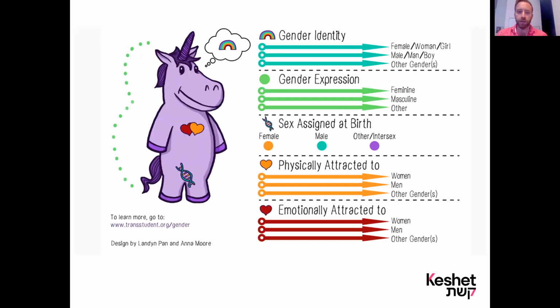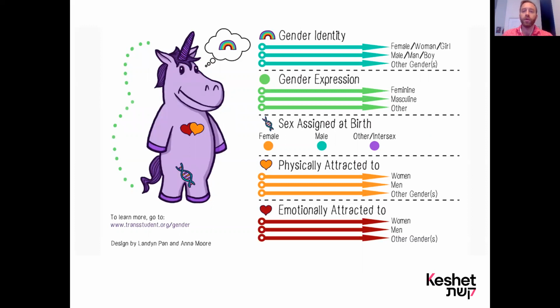So hopefully we can use this graphic, the gender unicorn from transstudent.org, to really lock these ideas into your brain. Gender identity is that internal sense of who we are in our head, the thought bubble, right? It's very much an internal dialogue. Gender expression is how we express that gender. It's the dotted line. Sex assigned at birth, the DNA symbol, right? And then the heart, just as we think about romance and sitting in the heart and all that symbolizes, so too, that's kind of representing the physical and sexual romantic attractions and who we're attracted to.